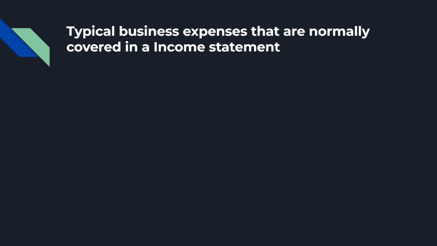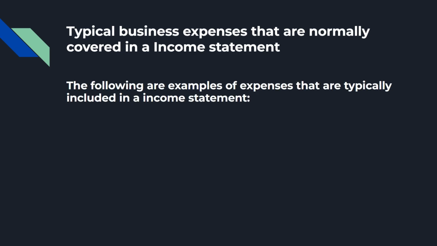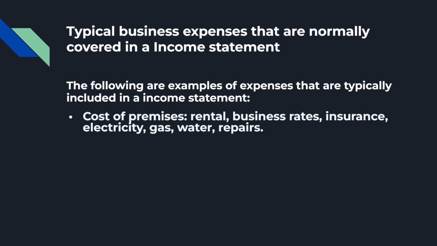Next up, the typical business expenses that are normally covered in an income statement. The following are examples of expenses that are typically included in an income statement. First is the cost of the premises, which includes things such as rentals, business rates, insurance, electricity, gas, water, and repairs.